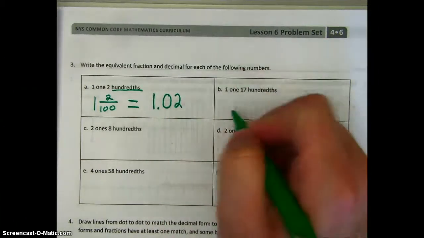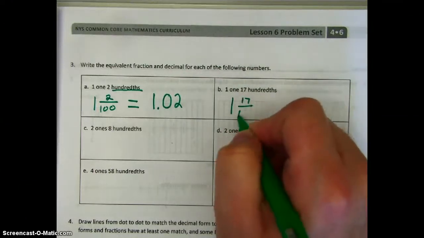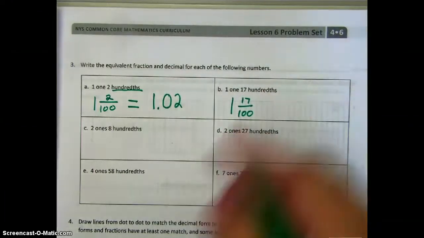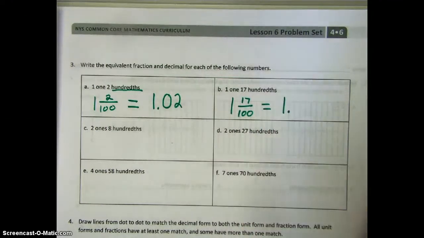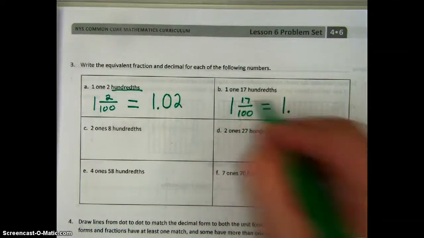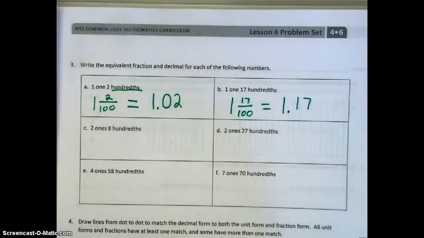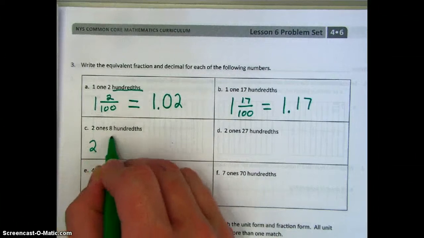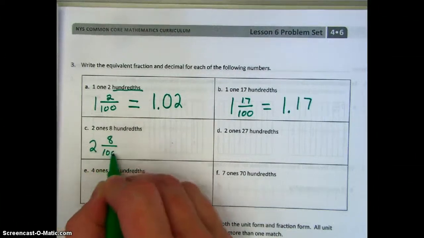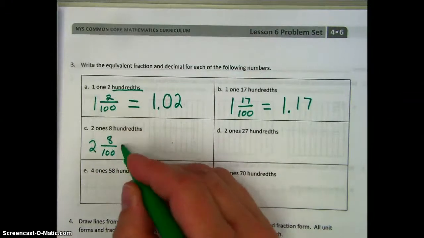So now coming over to letter B, we have 1 and then 17 hundredths. So now to convert that into your decimal, we have 1. Now this is a 2-digit numerator, so I know I have 1 tenth, 7 hundredths. Okay. Moving on to letter C, we have 2 ones, 8 hundredths. Now again, this is just like letter A up here, so we have to be very careful when we go to write it as a decimal.